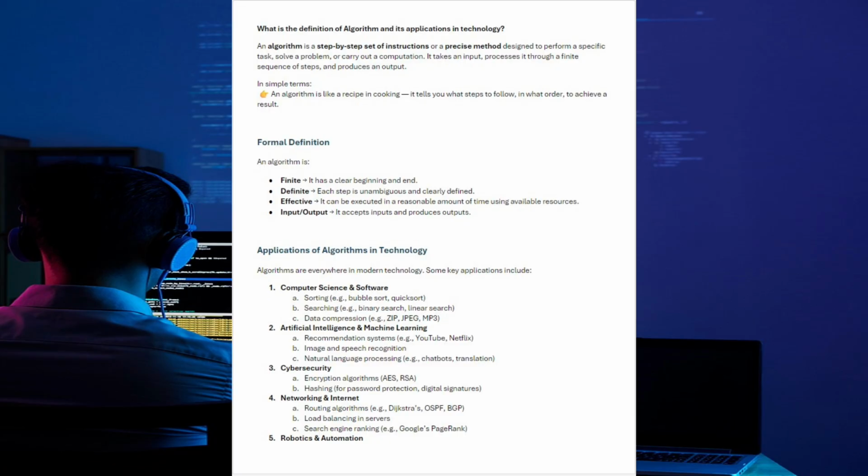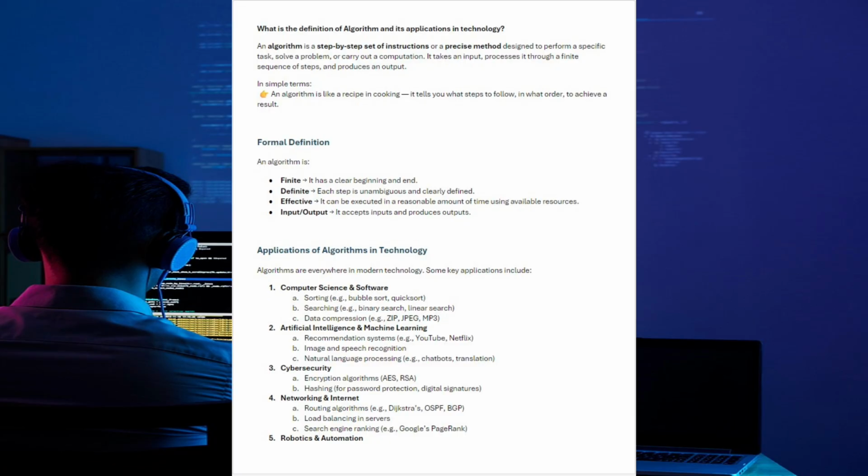In simple terms, an algorithm is like a recipe in cooking. It tells you what steps to follow, in what order, to achieve a result. Formal definition. An algorithm is finite. It has a clear beginning and end. Definite. Each step is unambiguous and clearly defined. Effective. It can be executed in a reasonable amount of time using available resources. Input-output. It accepts inputs and produces outputs.